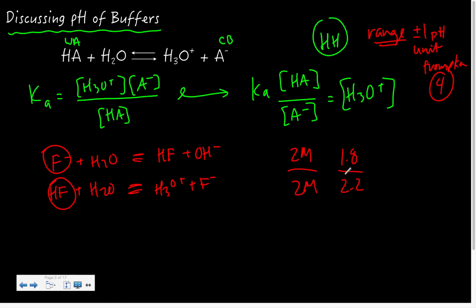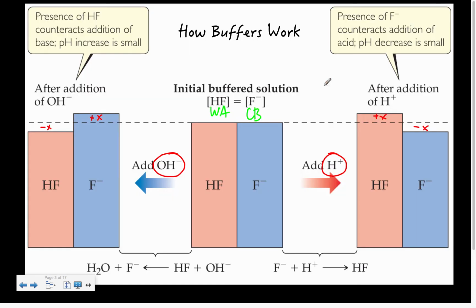Okay. And that's my buffer capacity, because if something is 2 molar of each species versus, for example, 0.2 molar of each species, there's simply less of each species to neutralize anything added. That makes sense? So that's where my buffer capacity is: how much of each species is actually present. Okay? All right, so let's go ahead and do some practice with this.